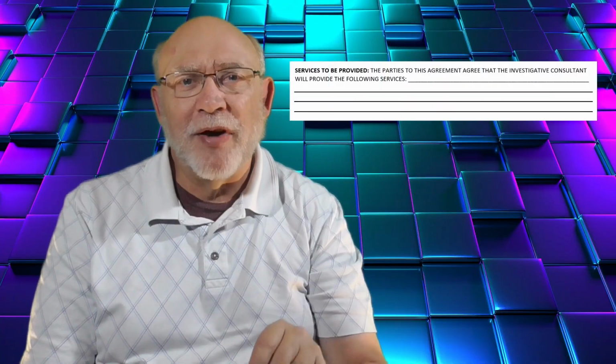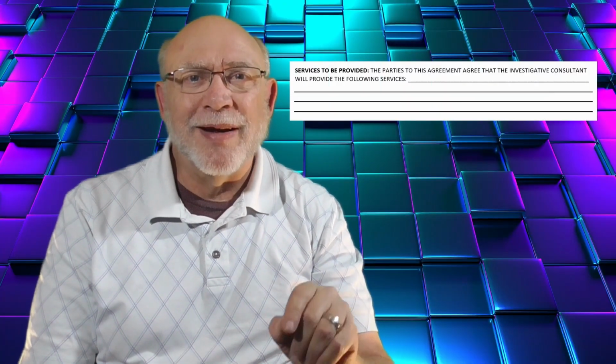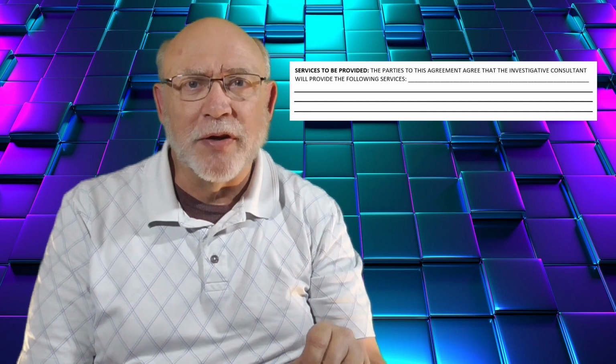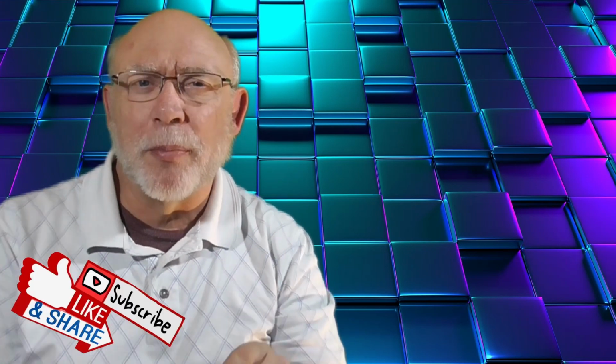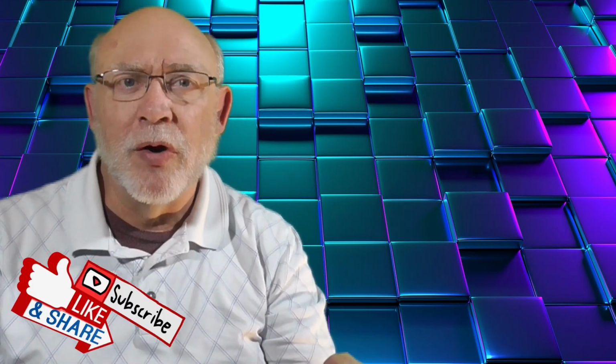Next, you should have a description of the assignment, the investigation, or the work that is to be done. Services to be provided. The parties to this agreement agree that the investigative consultant will provide the following services. You want to have enough detail to explain what you as the professional investigator are going to do, but not so much detail that it limits the overall scope of your investigation.